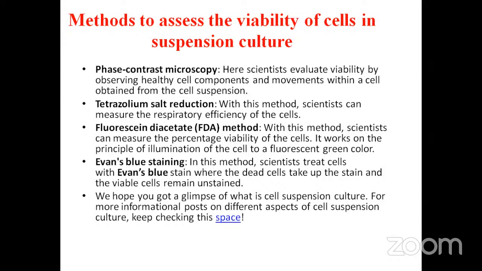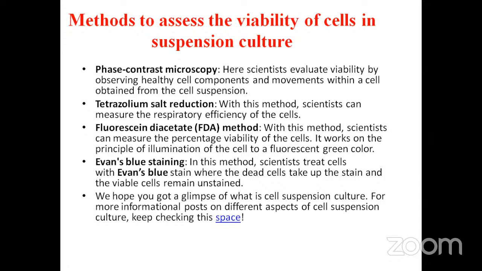That is one method. In this method, we can use phase contrast microscopy. Another method is tetrazolium salt reduction. With this method, scientists can measure the respiratory efficiency of the cell. When we use tetrazolium salt, we can measure the level of respiration. Based on the efficiency of respiration, if respiration is present, that is a viable cell. If there is no proper respiration, that is decided as a non-viable cell. That is the tetrazolium salt reduction.